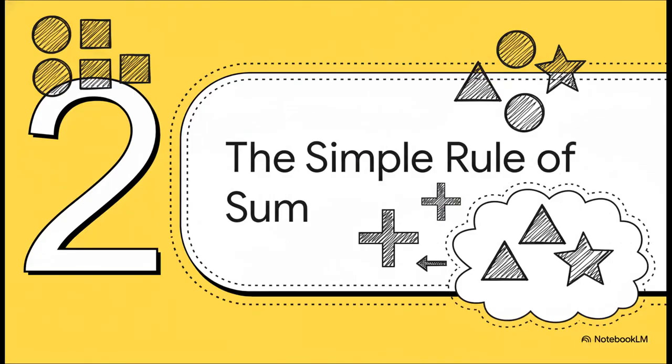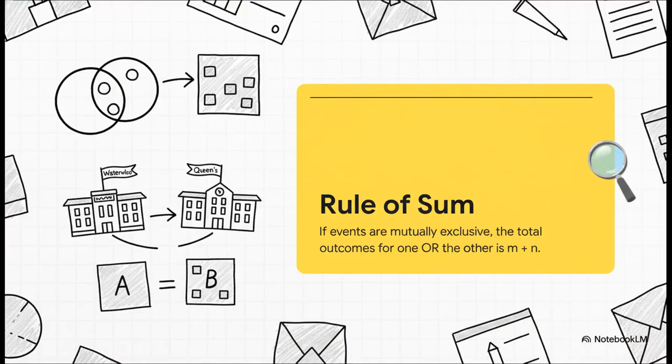Okay, so let's put a proper name to what you just did. This is called the rule of sum. It's super useful, but it comes with one really important condition. The whole thing hinges on that phrase, mutually exclusive. It sounds fancy, but all it means is that the events can't happen at the same time. Sydney can choose a program at Waterloo or at Queen's, but she can't be enrolled in both at once. As long as the choices are separate like this, you just add them up.